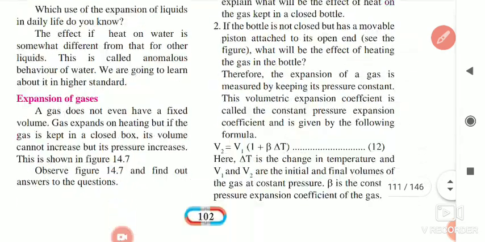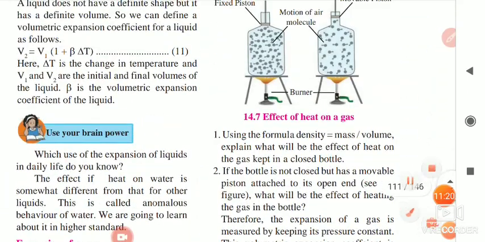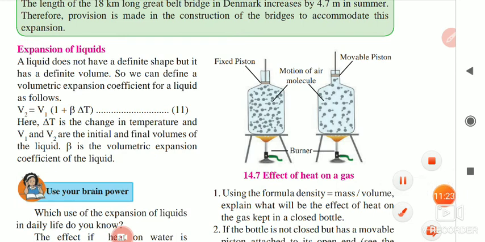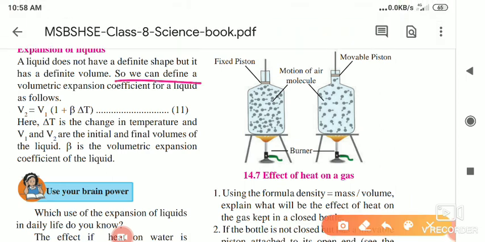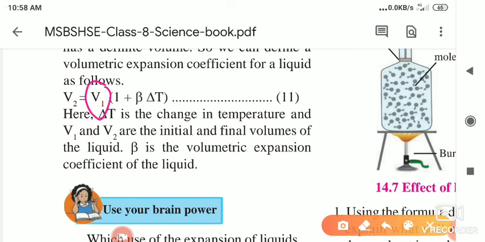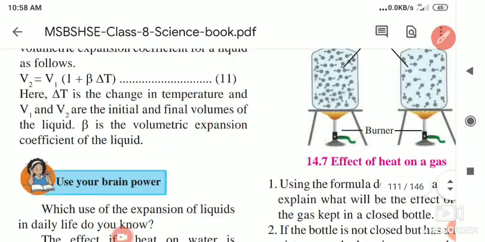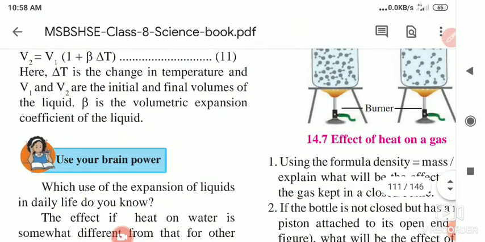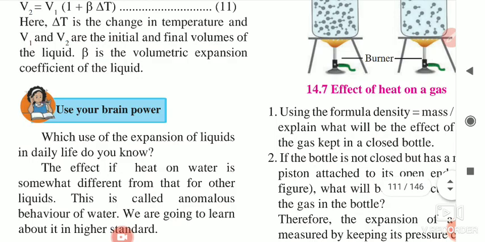Understood, all of you? Now, the next point is the expansion of liquids. A liquid does not have a definite shape, but it has a definite volume. So we can define a volumetric expansion coefficient for a liquid as follows. What is the formula? The change in volume is equal to V1, the initial volume, into bracket 1 plus beta delta T. Here delta T is the change in temperature, V1 and V2 are the initial and final volumes of the liquid, and beta is the volumetric expansion coefficient of the liquid.